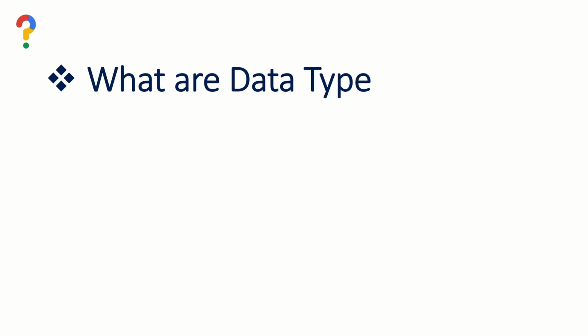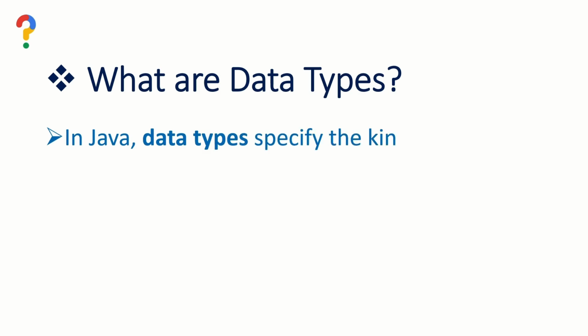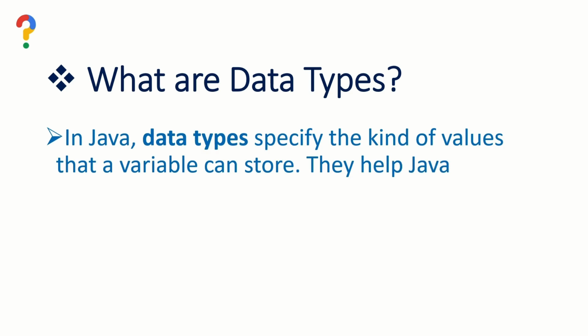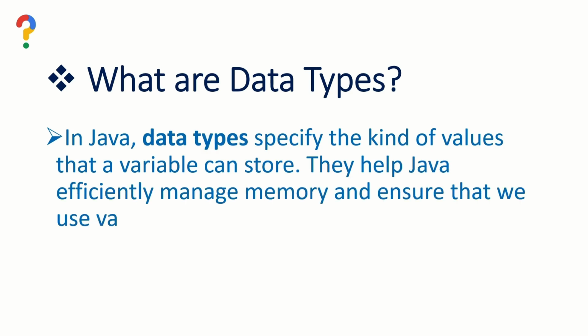So, what are data types? In Java, data types specify the kind of values that a variable can store. They help Java efficiently manage memory and ensure that we use variables correctly.